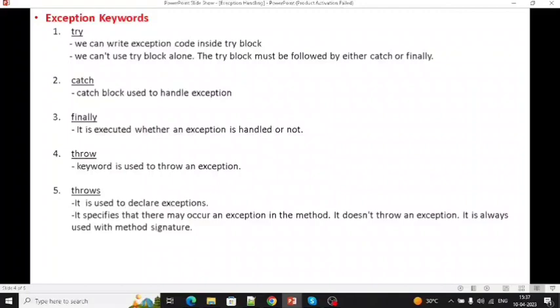Fifth one is throws. It is used to declare exception. It specifies that there may occur an exception in the method. It doesn't throw an exception. It is always used with method signature.